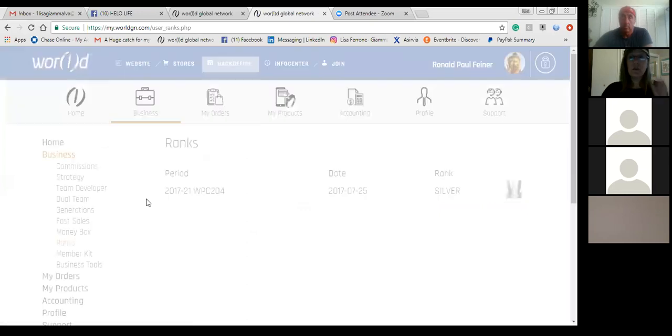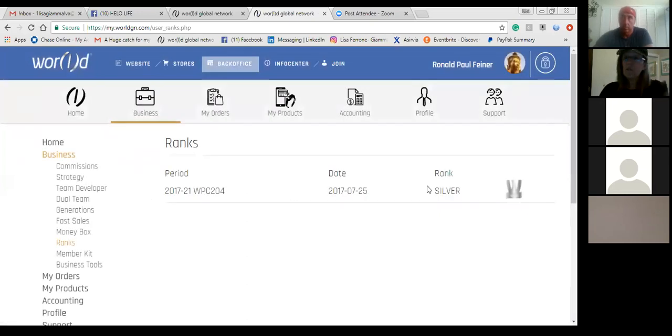Now ranks, click on ranks. This is going to show you when you hit a rank. This person hit a silver on July 25th. That was what? $100 in their pay leg. So it's going to show you what you hit. Remember 100, then if you want to go to the next rank, it's gold. You got to hit 2,000 points in your pay leg. Next rank is platinum, 5,000 points.